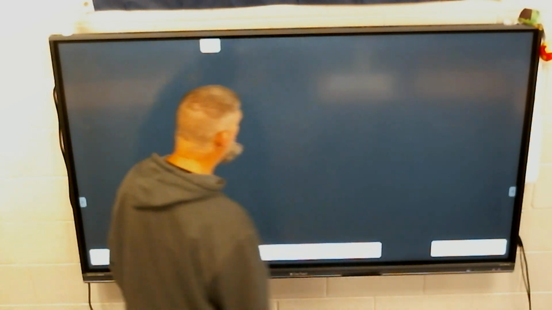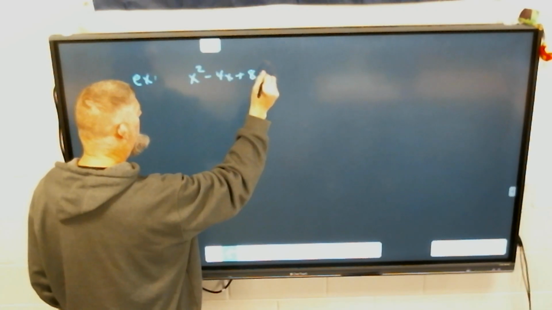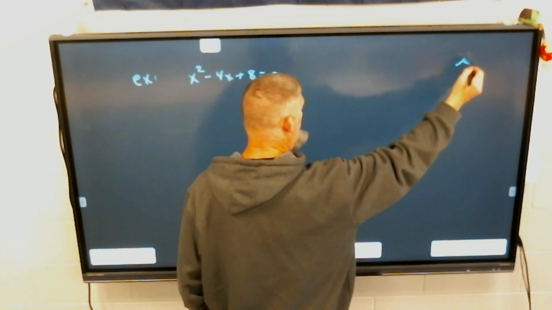All right, so let's do another example with a different type of answer. Okay. This is going to give us x squared minus 4x plus 8. And this is one that's going to deal with that old, terrible imaginary number i. All right, so let's go ahead and solve.